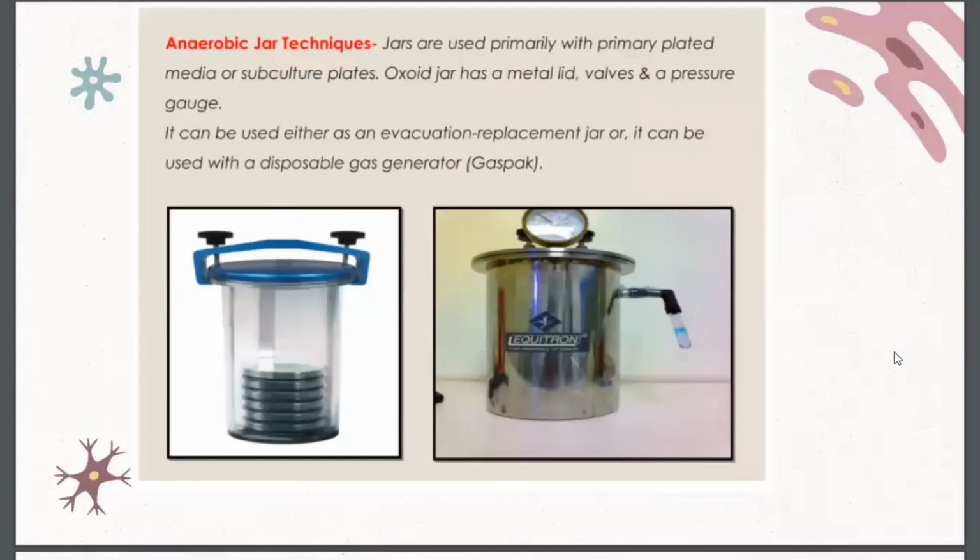So this is the anaerobic jar technique. Jars are used primarily with primary plate media or subculture plates. The jar has a metal lid, valve, and a pressure gauge. It can be used either as the evacuation replacement jar or with a disposable gas generator, the gas pack.